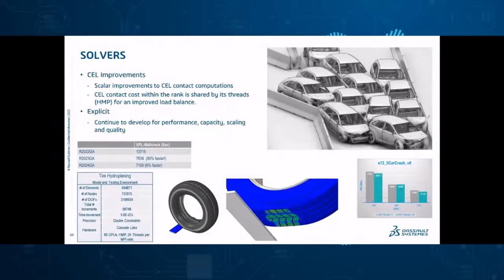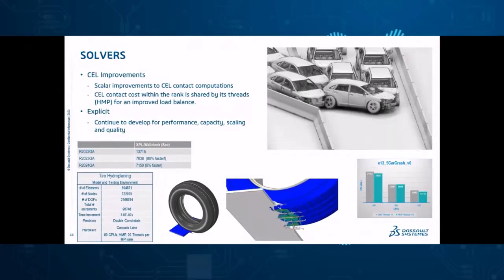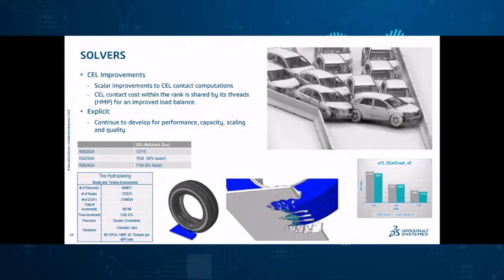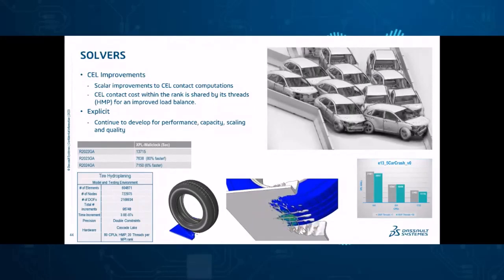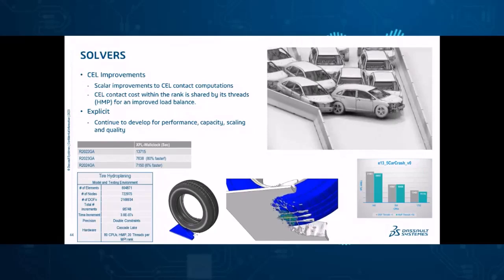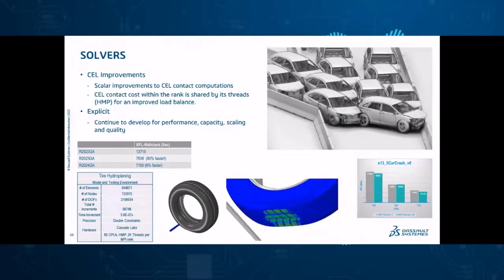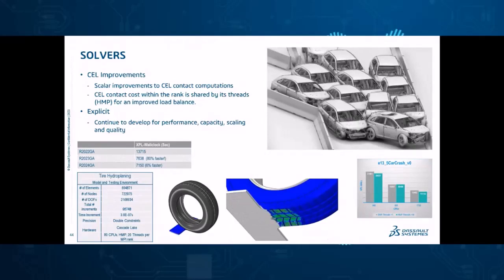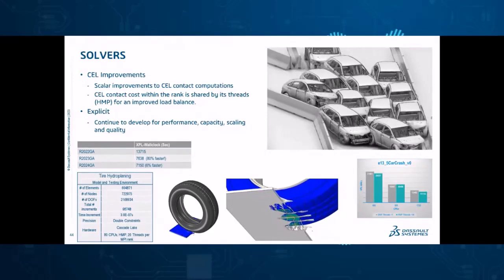Some words about Abaqus explicit enhancements over the past few releases. From a CEL point of view, so coupled Eulerian Lagrangian, there's been significant performance updates with reference to scalability of the contact calculations and how the cost is shared within MPI ranks. And this is tracked and also illustrated with respect to the internal hydroplaning tire model as illustrated.